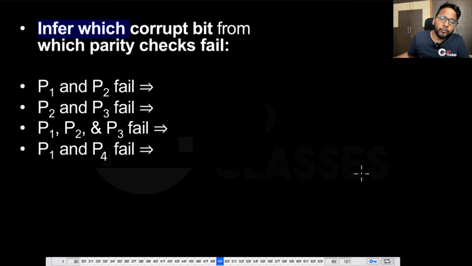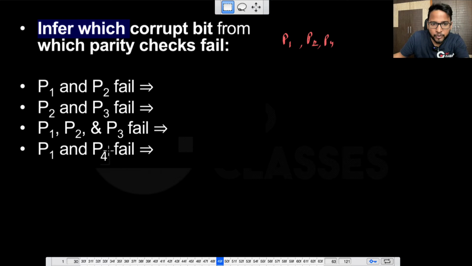Now let's do more reasoning about it. Suppose I have a Hamming code with me, and now I say P1 and P2 fail, which means P1 and P2 do not agree on their parity bit, and let's suppose I have P1, P2, P4. The notation I am using is P1, P2, P4, not P3, so let me be consistent with my notation and write 4 here. Suppose that P1 and P2 fail, and if I'm not writing P4, it means P4 agrees. So suppose P4 agrees and P1, P2 do not agree.